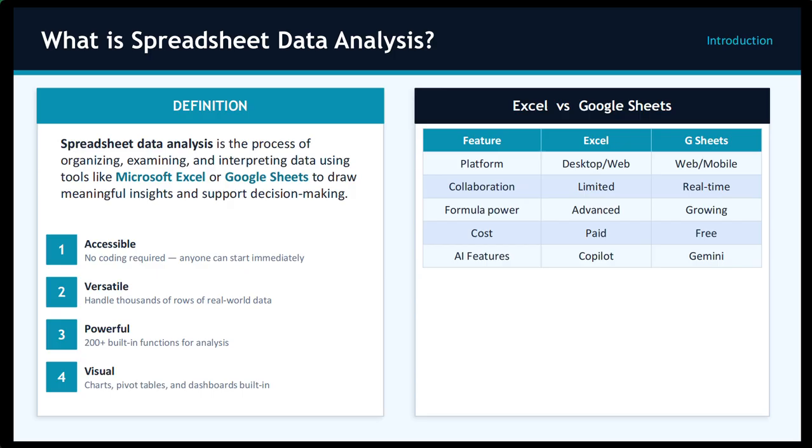One beautiful thing about this is that it's accessible. No coding is required. Anyone can start with it. It's versatile, it's powerful, and it has visuals. Most times people ask what the difference is between Excel and Google Sheets. Google Sheets works on both mobile and web. Excel works on desktop and web, and both of them work like that basically.